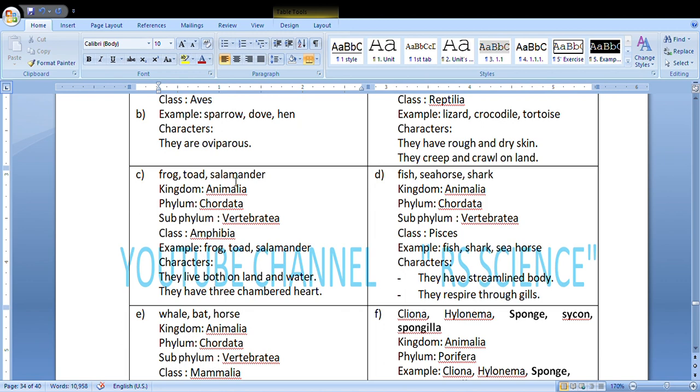Frog, toad, salamander. Whatever question is asked, if asked frog or toad or salamander, the answer is the same. Kingdom Animalia, phylum Chordata, subphylum Vertebrata, class Amphibia. And they live both on land and water. Similarly, fish, shark: kingdom Animalia, phylum Chordata, subphylum Vertebrata, class Pisces. They have a streamlined body, main characteristic.